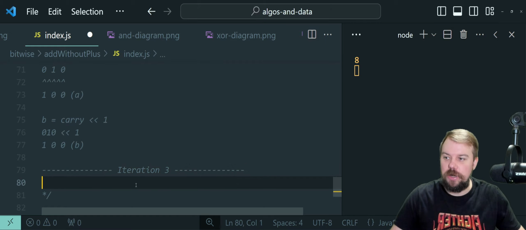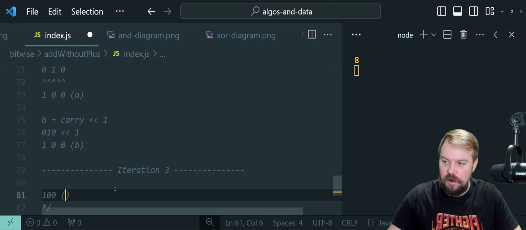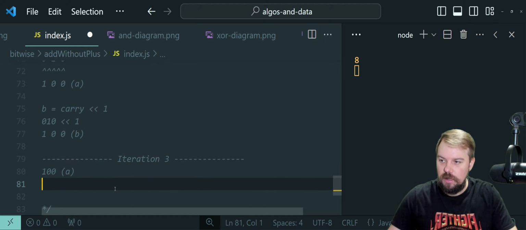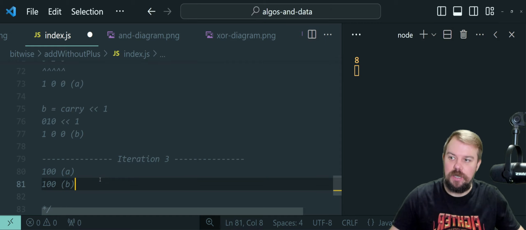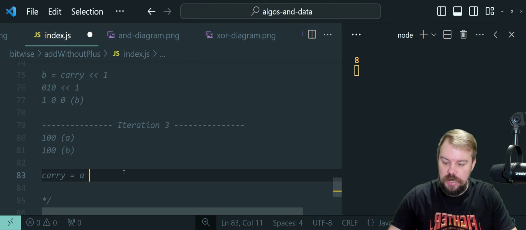So on iteration 3, we have an A of 100. So 100 is our A input. 100 is our B input. There we go. And we continue the process. So we're going to do our carry calculation, which is A AND B.